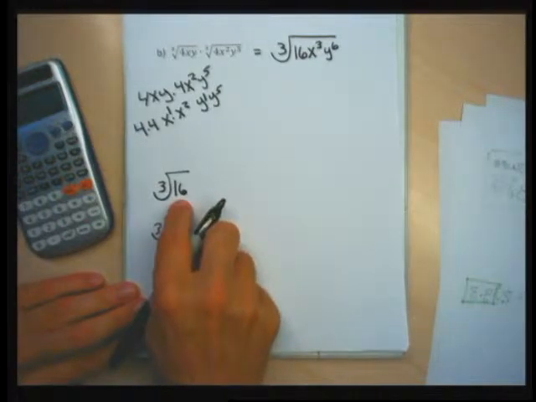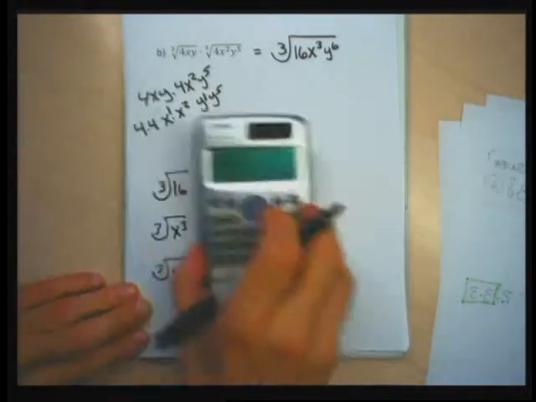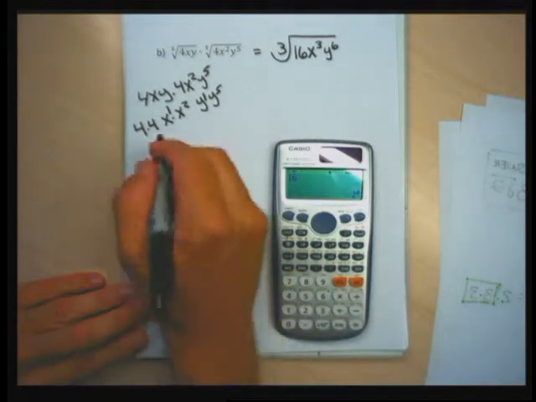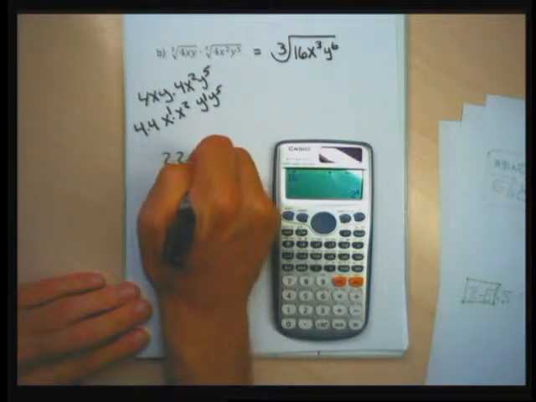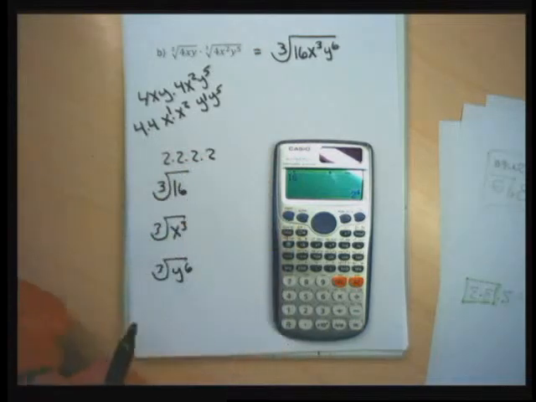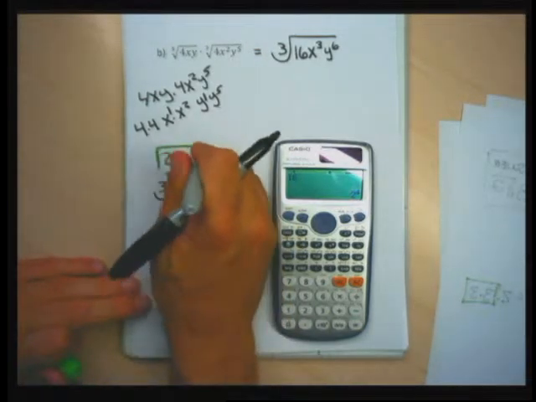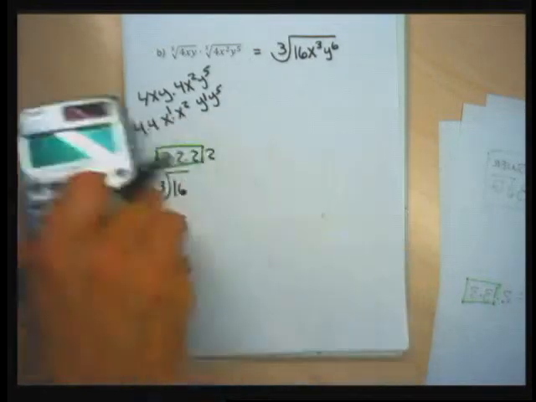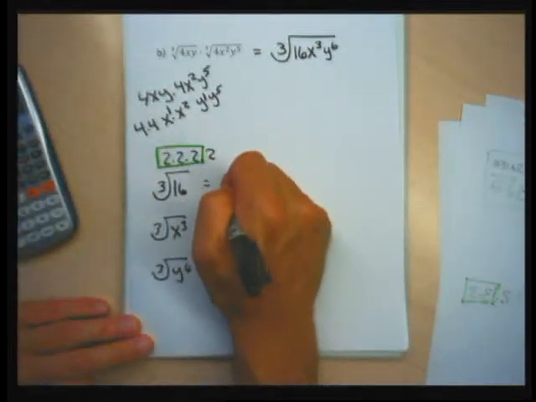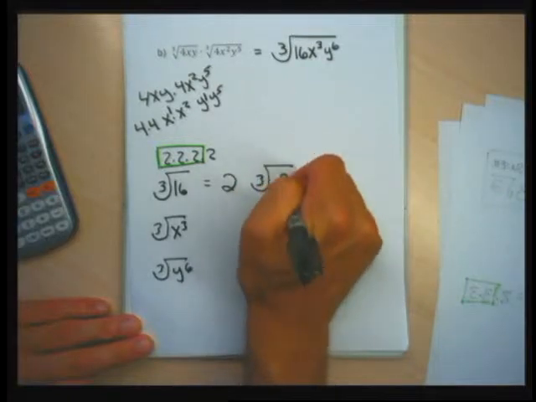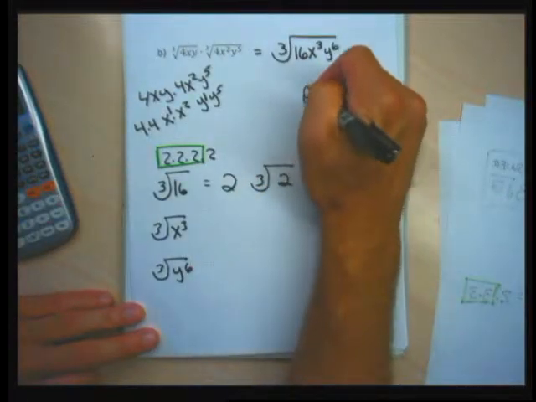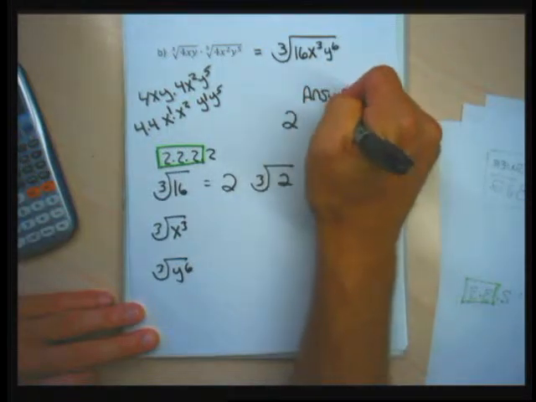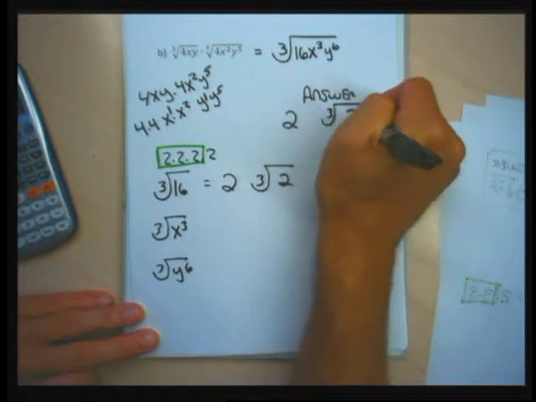To do the cube root of 16, I'm going to get a factor tree for 16. 16 is equal to 2 times 2 times 2 times 2. So the cube root of 16 is going to reduce to have a 2 outside the radical and a 2 under the radical. So the cube root of 16 is 2 cube root of 2. And in my answer, I'm going to have a 2 to the left of the radical and a 2 under the radical.